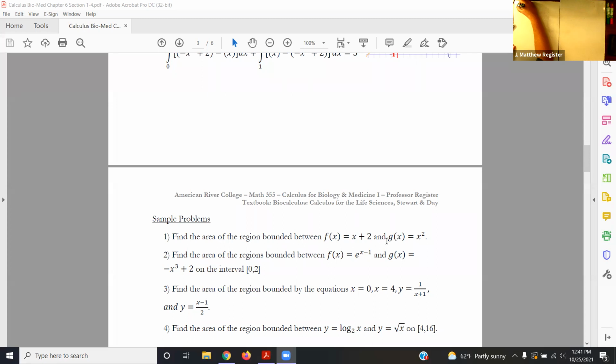And so f of x equals x plus 2, and g of x equals x squared.